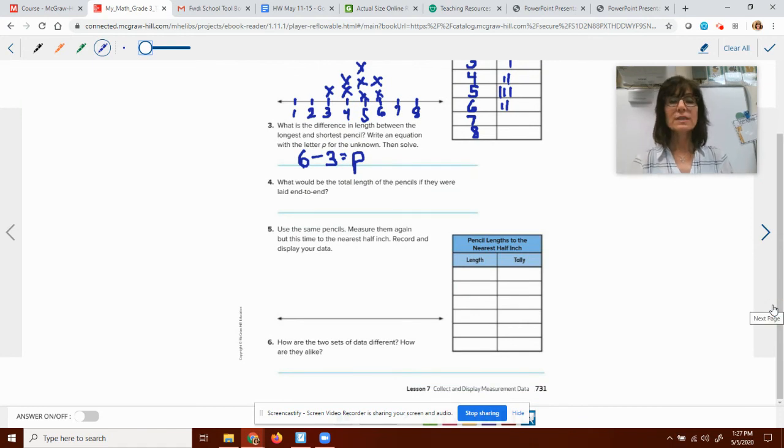Number 5 says, using those same pencils, measure them again, but this time to the nearest half inch. So your length could maybe go from 3 to 3.5, 4, 4.5, 5, and 5.5. So go ahead and do your measuring. All right, let's take a look at the next page.